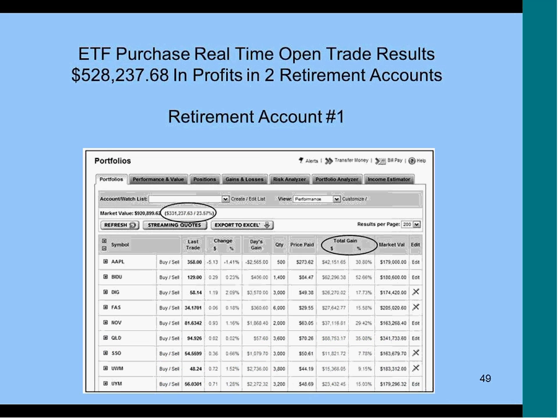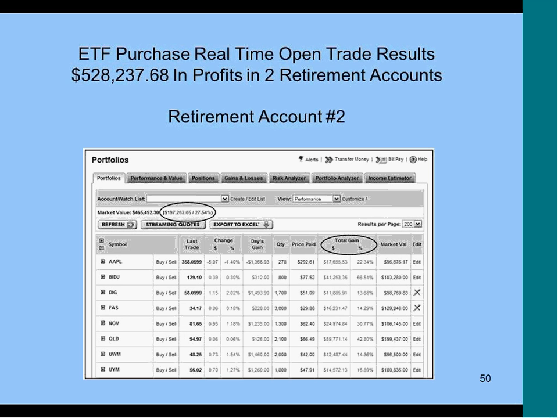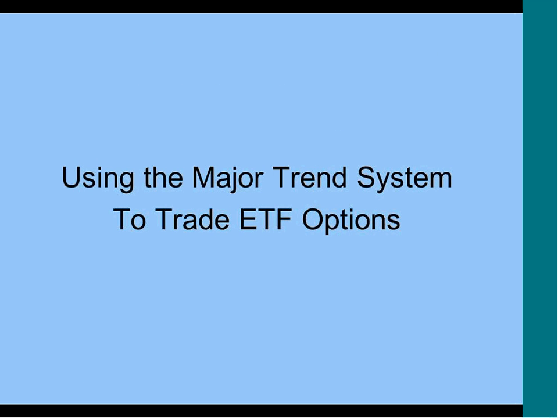And here's a snapshot of my 2 retirement accounts several years ago. And at that point, I had a $528,000 profit. And most of these positions in these 2 retirement accounts were ETFs. So I've been using the major trend system for many years, and it's been very profitable in both up and down markets.